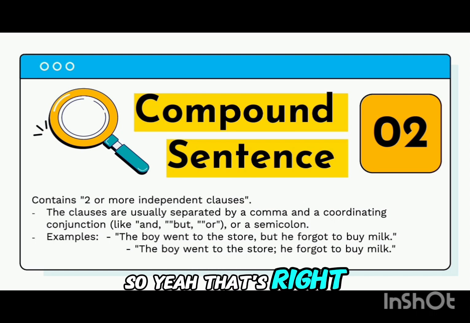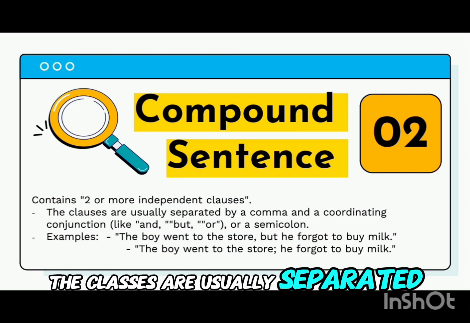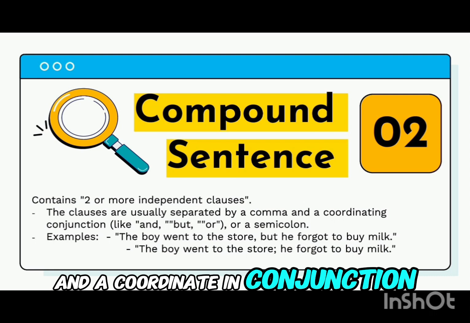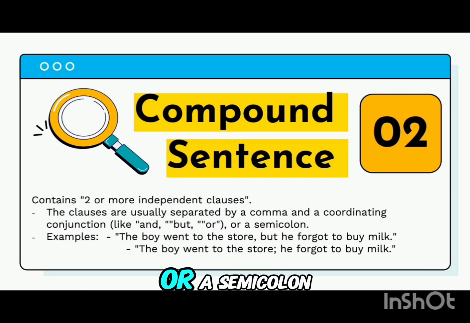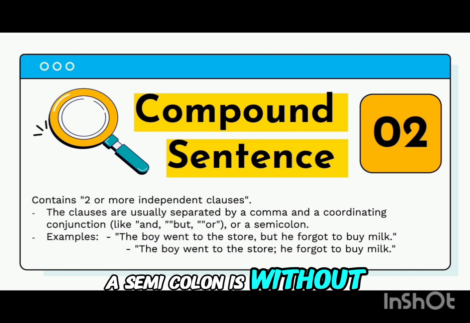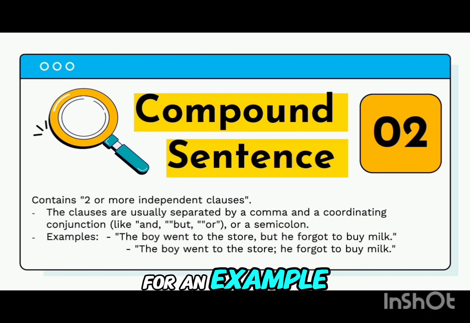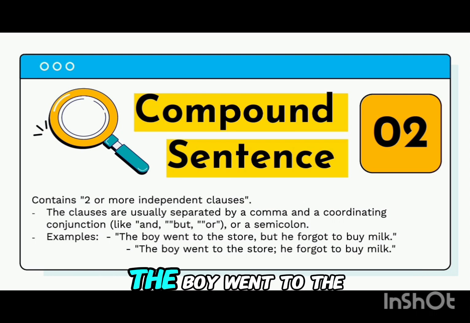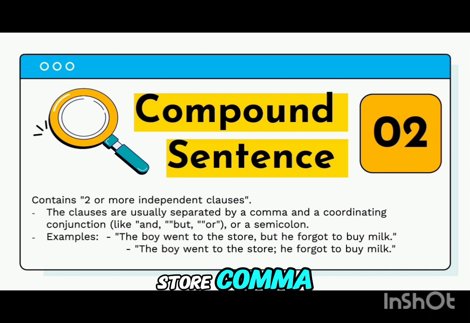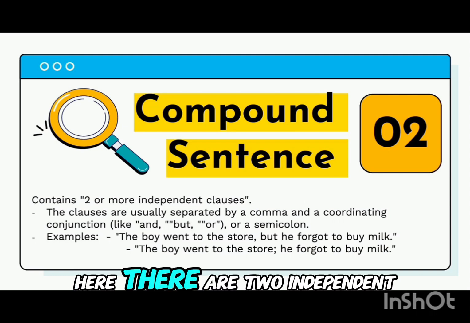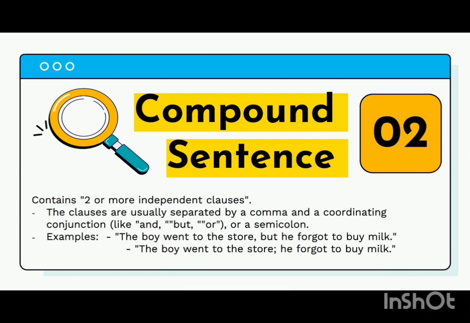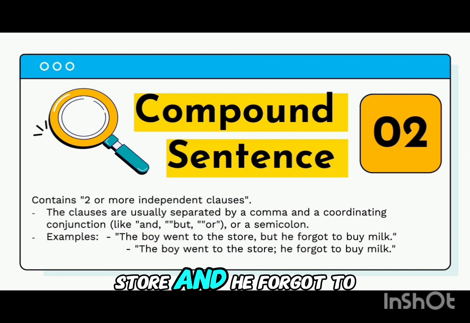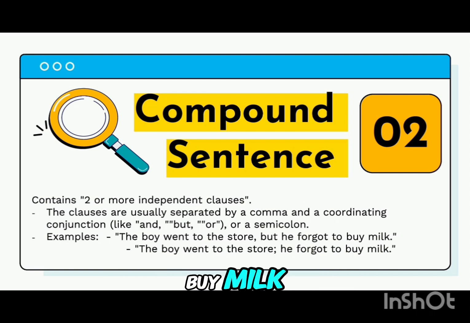So the clauses are usually separated by a comma and a coordinating conjunction like and, but, or a semicolon. A semicolon is used without a conjunction. For example, using a coordinating conjunction: the boy went to the store, comma, but he forgot to buy milk. Here, there are two independent clauses: the boy went to the store and he forgot to buy milk.